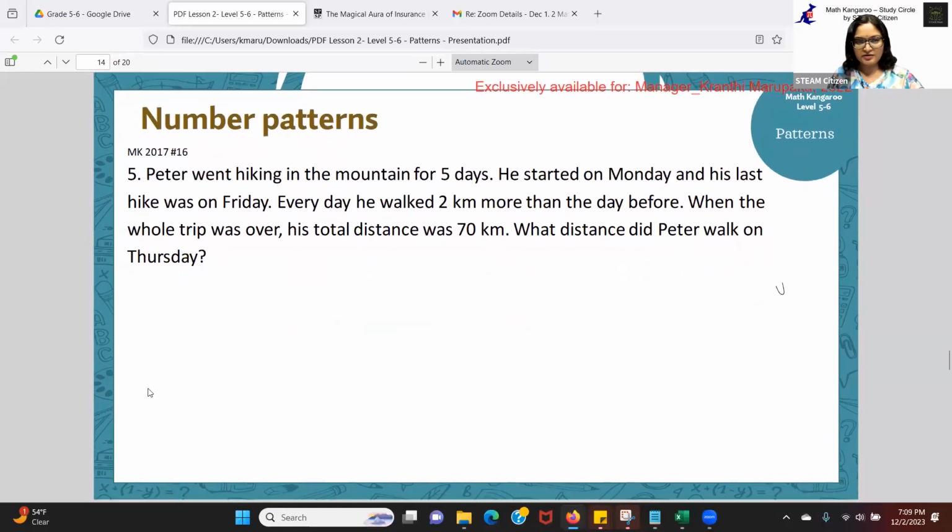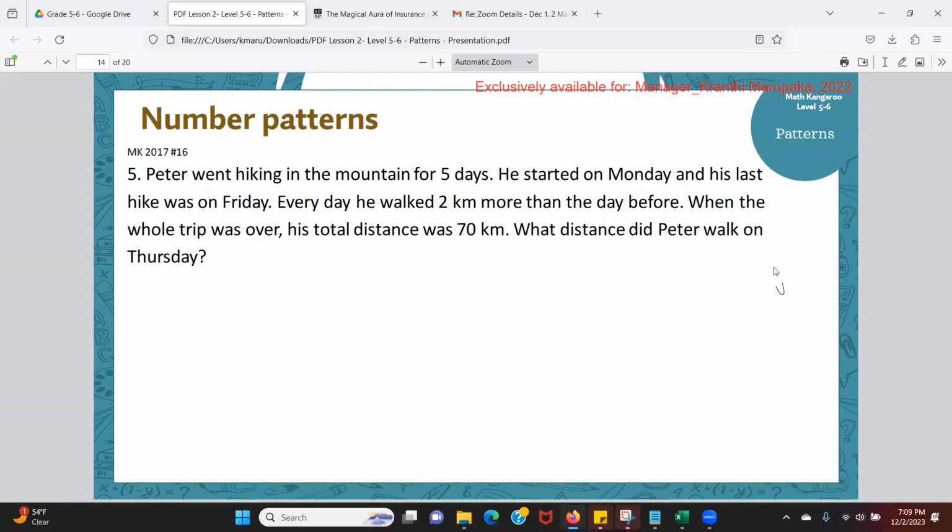Okay. Dipali, would you like to take this? Sure. So this one says Peter went hiking in the mountain for 5 days. He started on Monday and his last hike was on Friday. Every day he walked 2 kilometers more than the day before. When the whole trip was over, his total distance was 70 kilometers. What distance did Peter walk on Thursday?